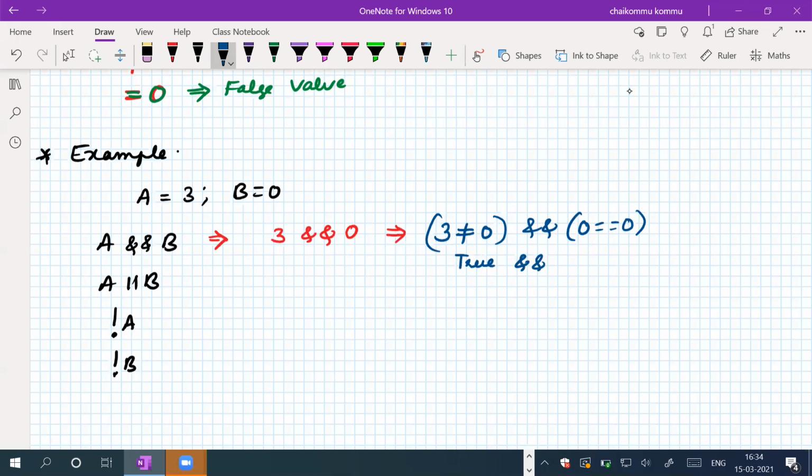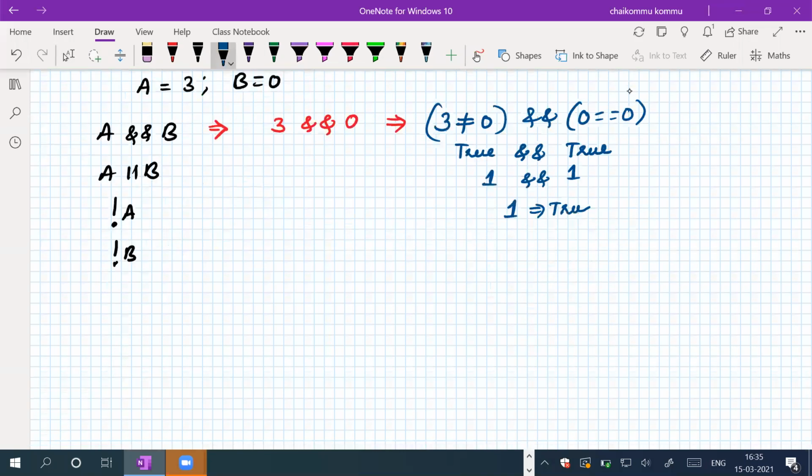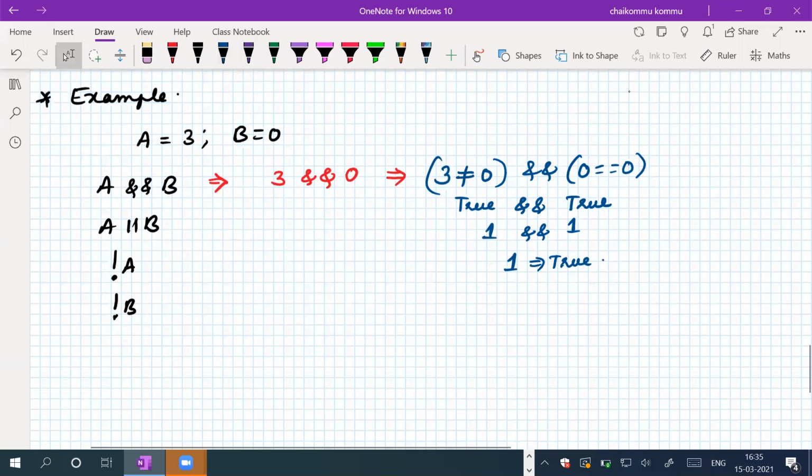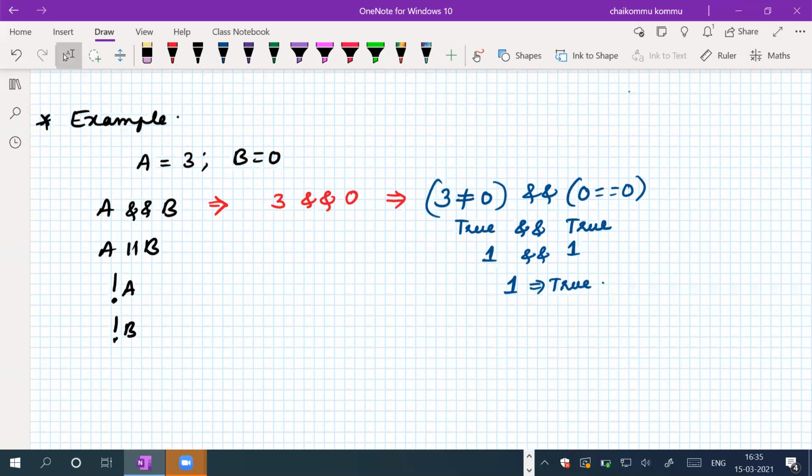What about the next one? Sorry, b is equal to 0. Yes, that is true. That is also true. So what is the result of this one? True and true means what is the AND operation between true and true? Logical 1 and logical 1. What is the logical operation between 1 and 1? AND operation gives 1 only, which means true. So if you perform a AND b, the output will be a true value. What about the second one?